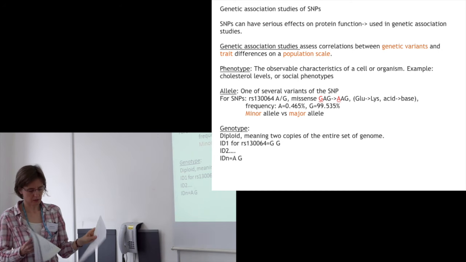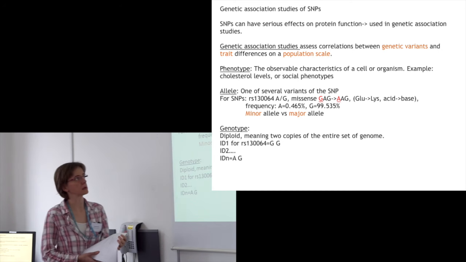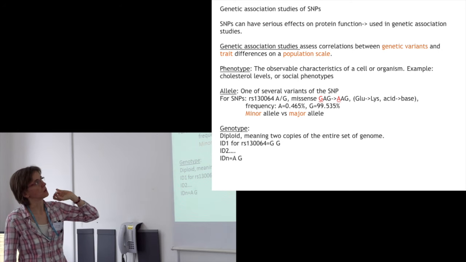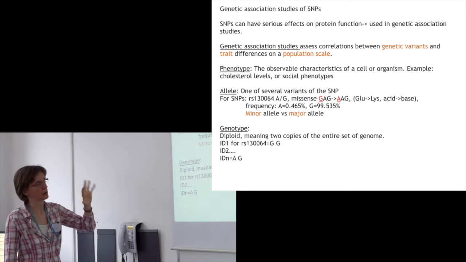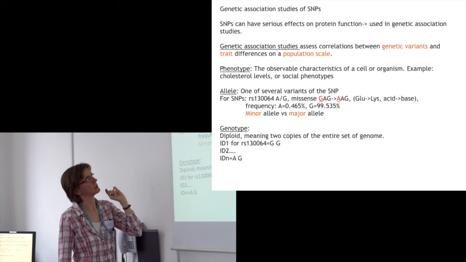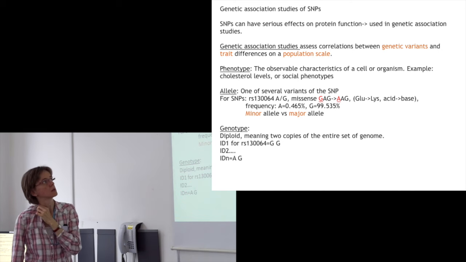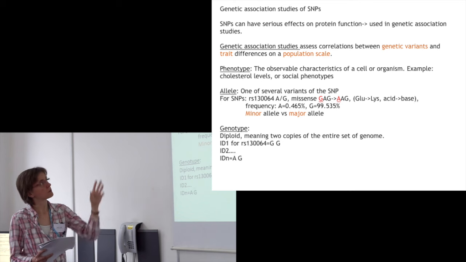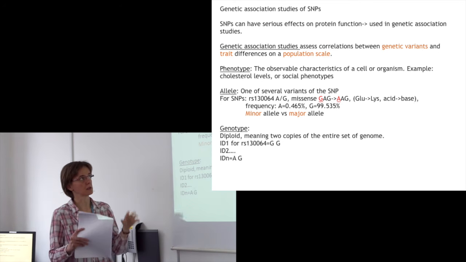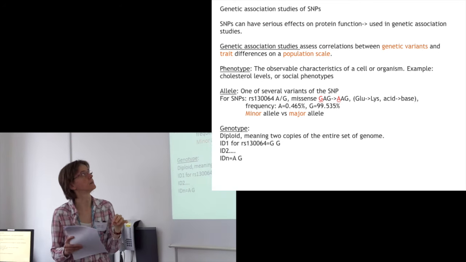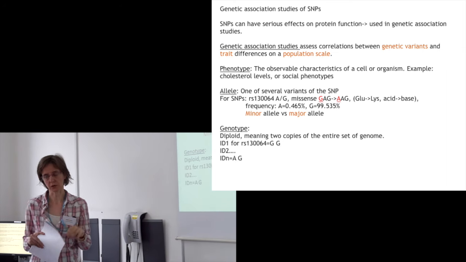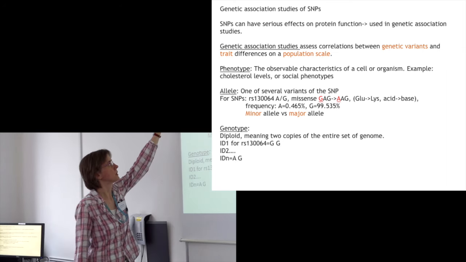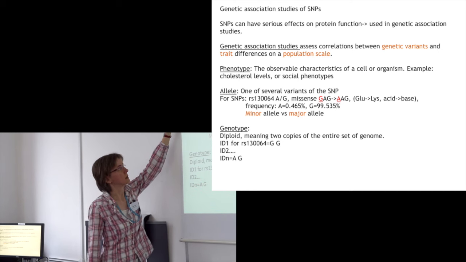Now, thinking about what I just said about their possibility to disturb the function of the protein they are located in, we can use these SNPs in genetic association studies, in which we see correlations between these genetic variants and trait differences, now on a population scale. For this, I need to introduce two definitions: phenotype and allele.